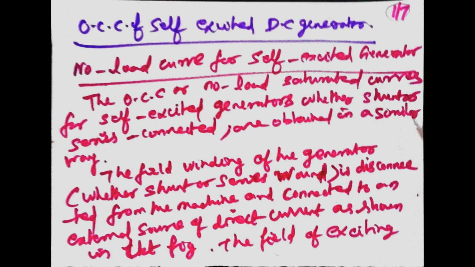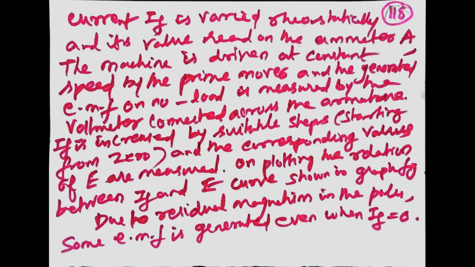The field exciting current IF is varied rheostatically and its value is read on the ammeter A. The machine is driven at constant speed by the prime mover and the generated EMF on no load is measured by the voltmeter connected across the armature. IF is increased in suitable steps starting from 0, and the corresponding values of E are measured. Plotting the relation between IF and E gives the curve shown in the graph figure.